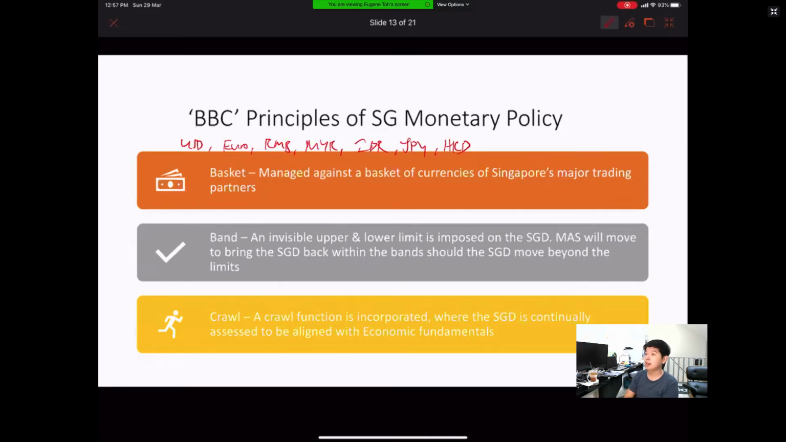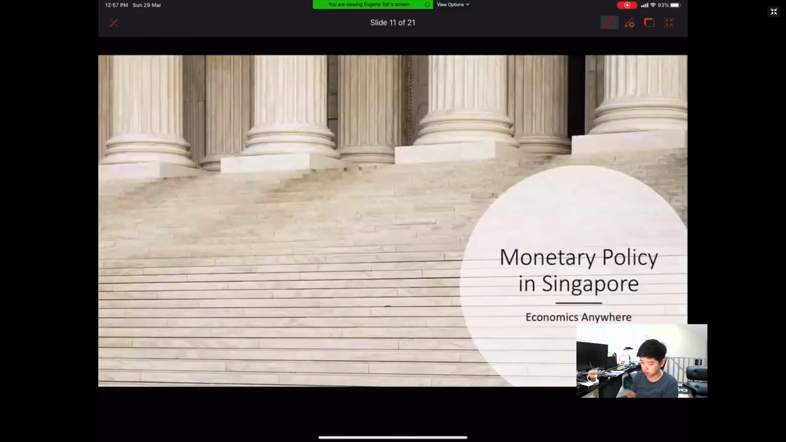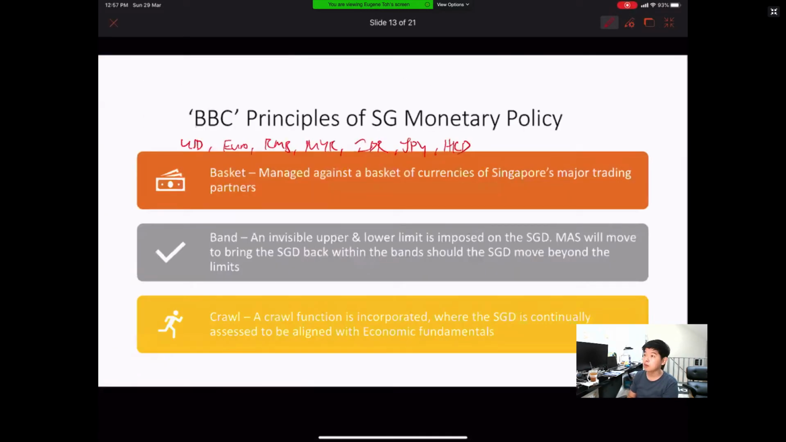Right, next, band. If you recall, we already talked about the band just now. So we go back here. This is what the band looks like. With the band, you are basically allowing for an upper limit and a lower limit to be imposed. You are happy if the currency is floating within these bands. You are not happy if the currency goes outside this band, then you will intervene. Within the band, within the two black lines, no intervention. Beyond the two black lines, the central bank steps in to intervene via buying and selling of the domestic currency. So that is the band principle.